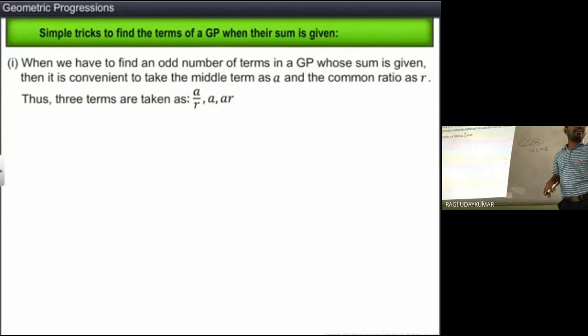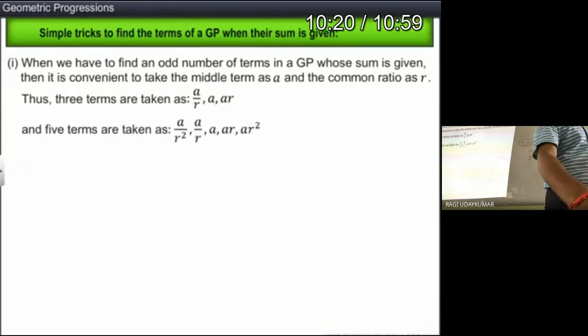In the similar way, in geometric progression, if three terms are given to you, then you have to take A by R, A and AR. Why? Because if the product is given to you, R gets cancelled, so the A value comes directly. The problem becomes an easy way to do. So we need to consider the three terms as A by R, A and AR. Try to remember this point.